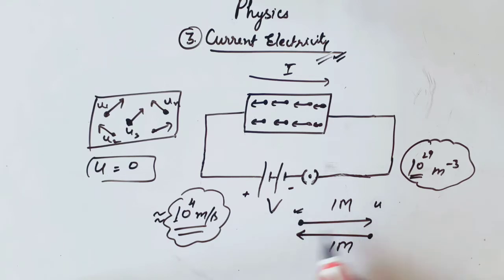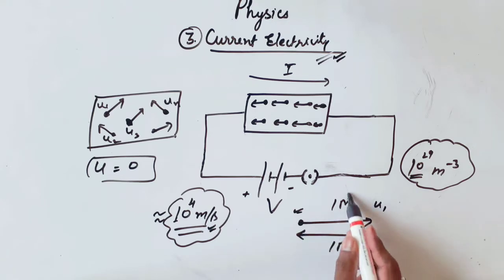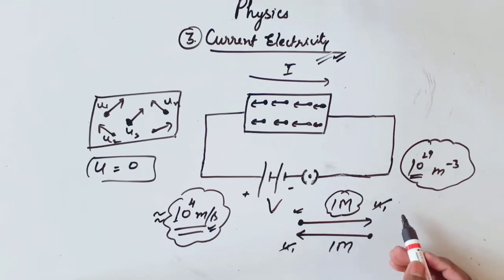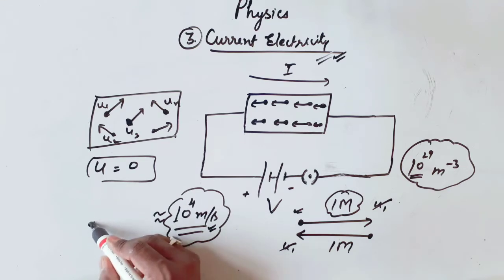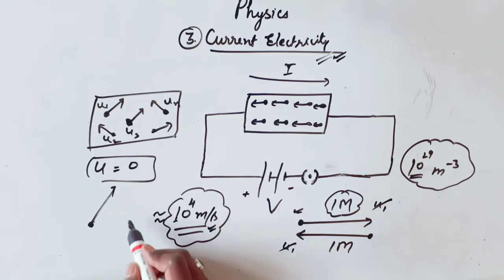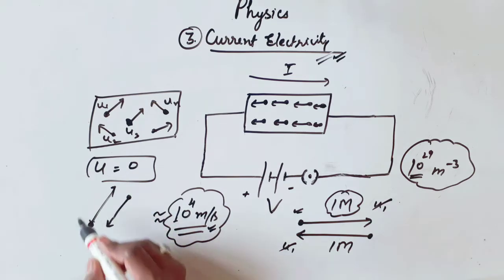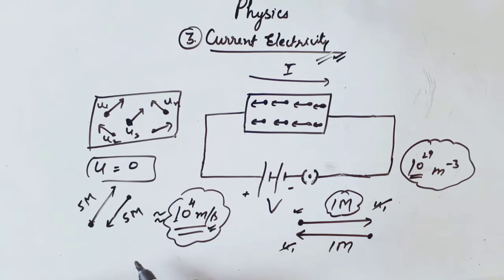And as we know, the thermal velocity is nearly equal. So let the thermal velocity of this 1 million electrons be u1, then also it will be u1 in the opposite direction and it will cancel out, because velocity is a vector quantity. And if 5 million electrons are moving in this direction, then also it is possible that 5 million electrons can move in the opposite direction. Then also their velocity will cancel out.